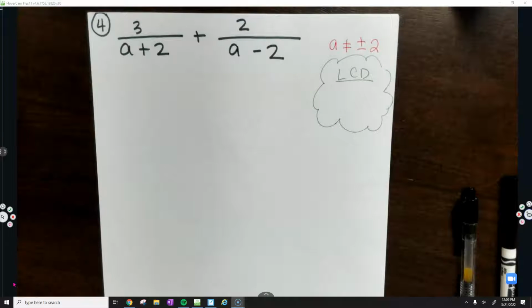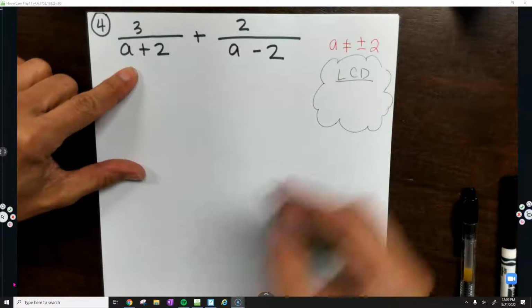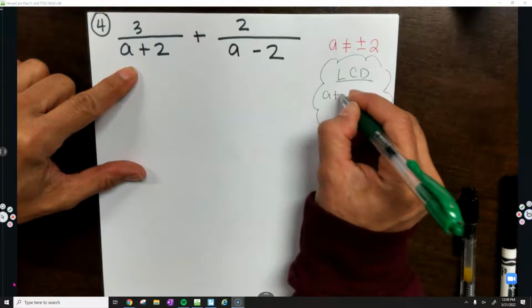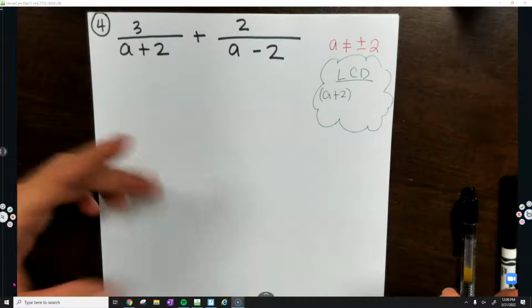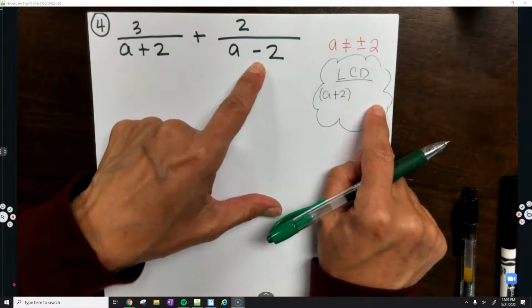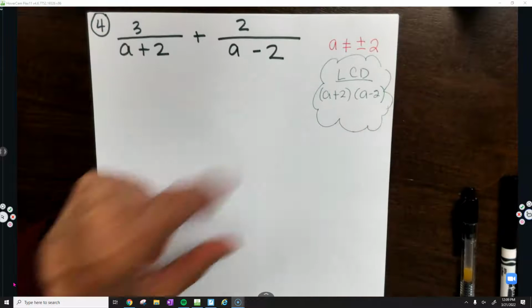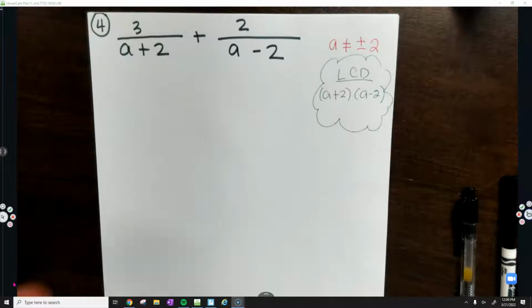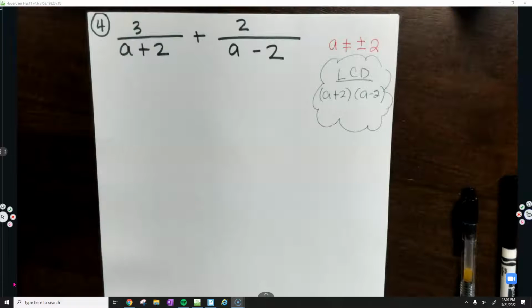And to start the LCD, you just copy the first denominator. The first denominator is an A plus 2. And then you look at the other denominator and write what you have not written yet. The other denominator is an A minus 2. I don't have an A minus 2 in my bubble, so I write it. So that's it. That's the least common denominator. So now I just have to go back and multiply by the missing pieces.